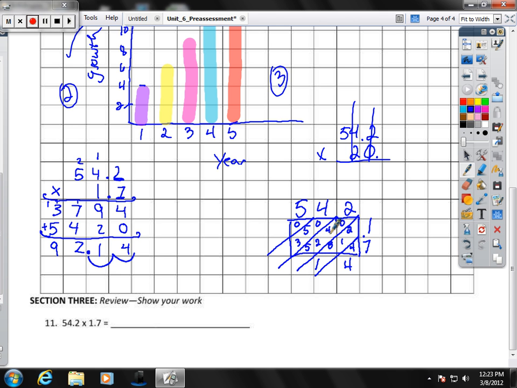5 and 4, plus 1, plus 2. Put your 2 down. Carry your 1. 5 and 1, plus 3, 9. 5 and 1 is 7, or 6. Plus 3 is 9. Now watch. For all my decimal lovers, there's the decimal. There's the decimal. Here, here, and kick out. 92 and 14/100. Same exact answer.